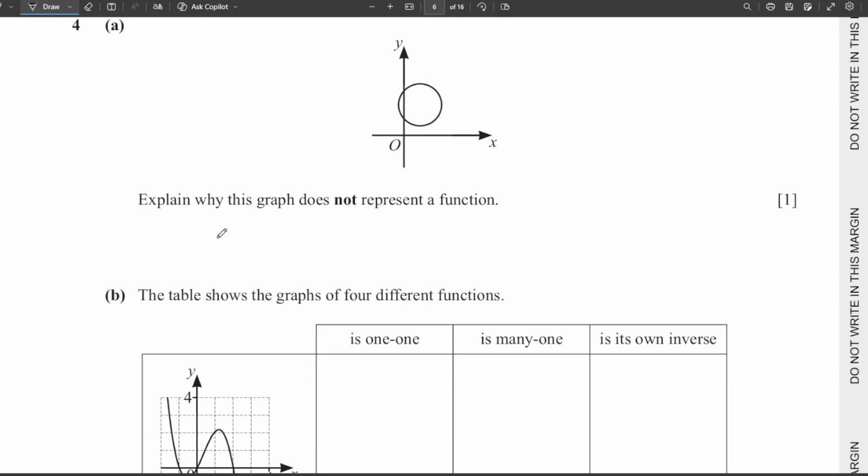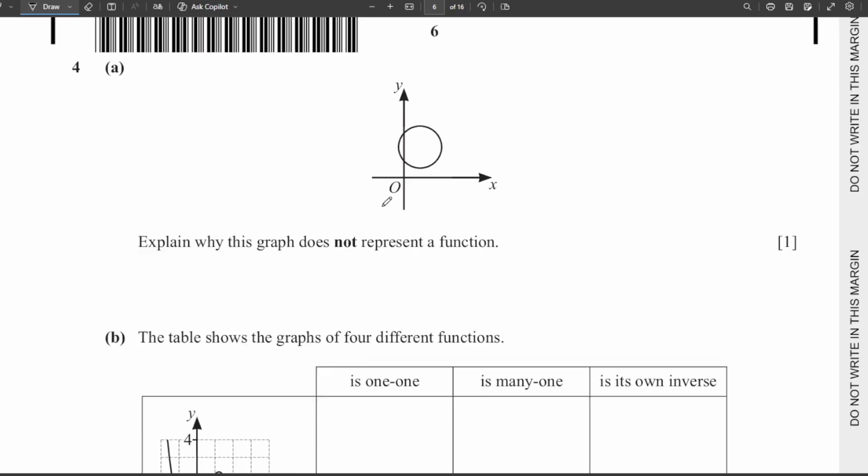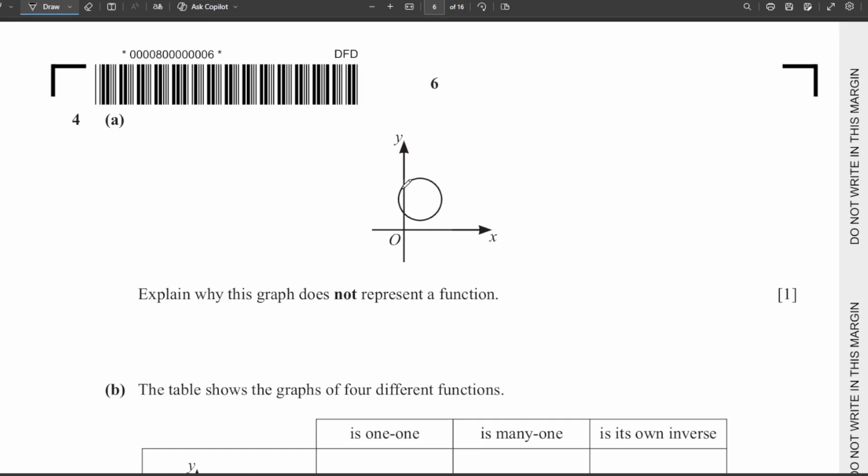Okay, 4a, why is it not a function? We have to recall a function is only a one-to-one function where one value of x can only have one value of y. In this case, let's say one value of x, maybe I try and draw a straight line. For one value of x, you can see there are a few values of y. One value of y also has a few values of x. So this one is not a one-to-one function.